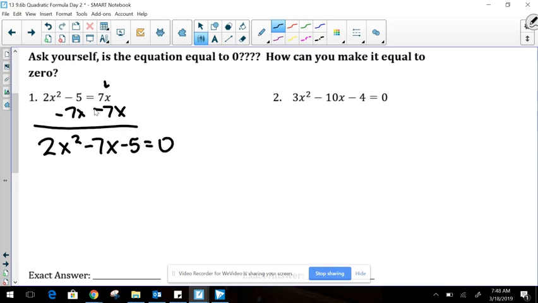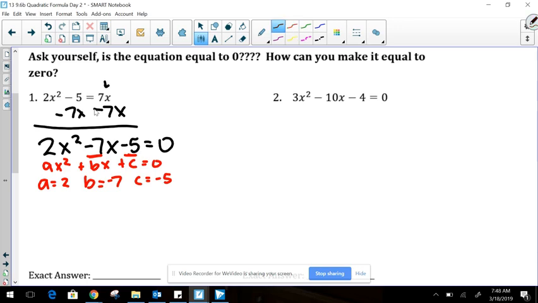I want it in standard form, ax squared plus bx plus c, underneath. So let me just write this out here. a equals 2, b right here is equal to negative 7, c is equal to negative 5. I recommend doing that to start off with because then it's easier to plug into your formula.